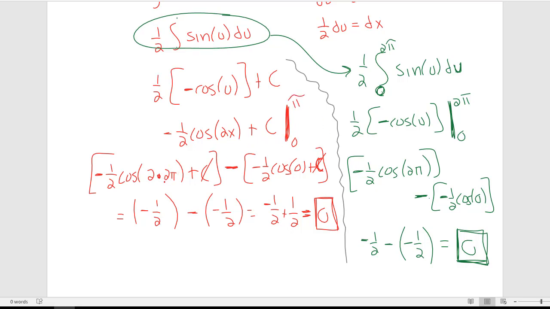Let's see. Instead of plugging in 2 pi over here, I'm plugging in just pi. And then this is cosine of 2 pi, which is positive 1. So positive 1 times negative a half, and I end up with the same thing here. All right, so I just wanted to fix that. I noticed my x limits were the same as my u limits, and that's not true.